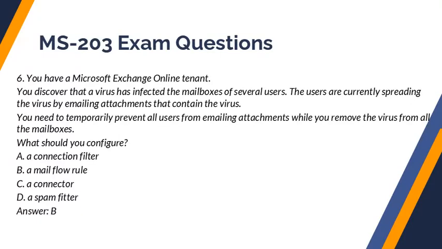6. You have a Microsoft Exchange Online tenant. You discover that a virus has infected the mailboxes of several users. The users are currently spreading the virus by emailing attachments that contain the virus. You need to temporarily prevent all users from emailing attachments while you remove the virus from all the mailboxes. What should you configure? A. A connection filter. B. A mail flow rule. C. A connector. D. A spam filter. Answer: B.